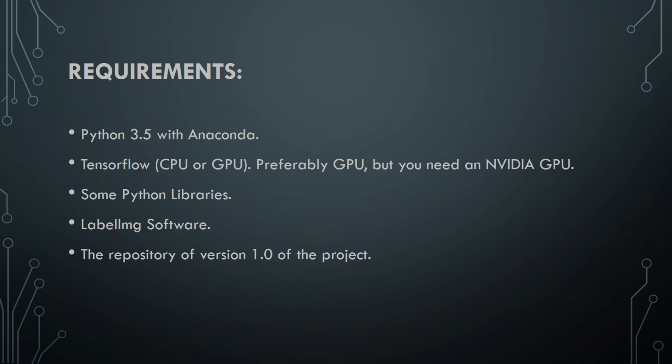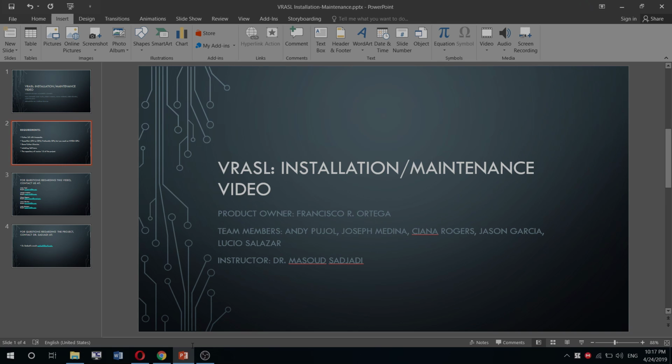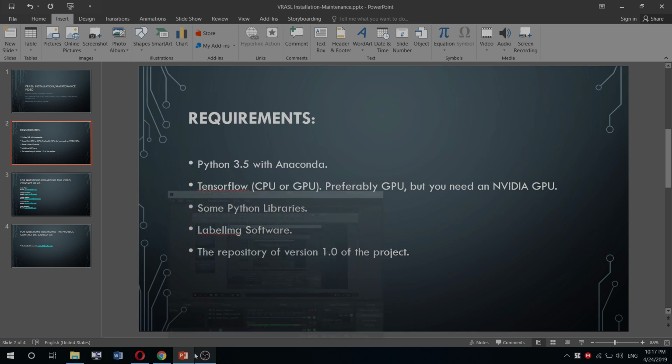Other things that you need are some Python libraries, which I will talk about later. You need the labelImg software, which will be used to label each image and to indicate where each of the objects that you want TensorFlow to recognize are within the image. And of course, the repository where the version 1.0 of the project is located. So, without further ado, let's just jump into it.